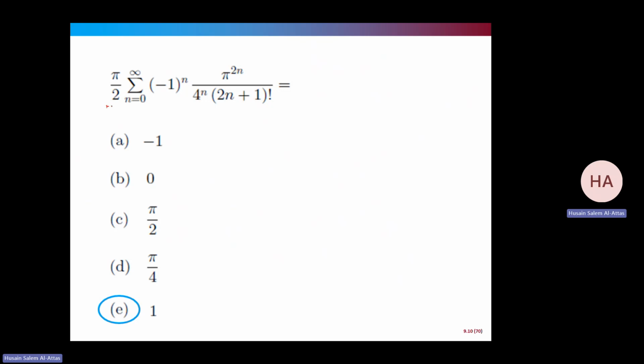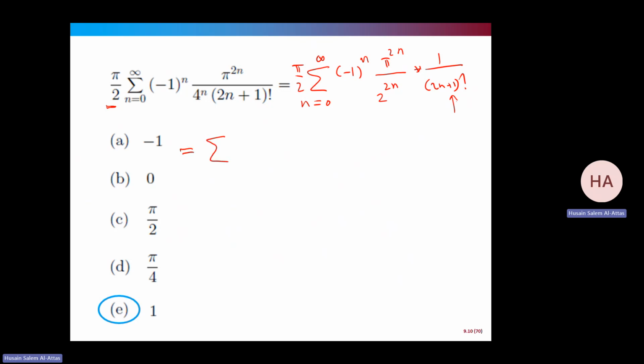Now this one, I want to rewrite it. Okay, I have here pi over 2. Let me take it inside. So first, before that, let me do one thing. This is minus 1 to the power n. Let me simplify things. Pi to the power 2n over 2 to the power 2n. I have 1 over 2n plus 1 factorial. Don't forget the pi over 2. I have this 2n plus 1. So I want everything in terms of 2n plus 1.